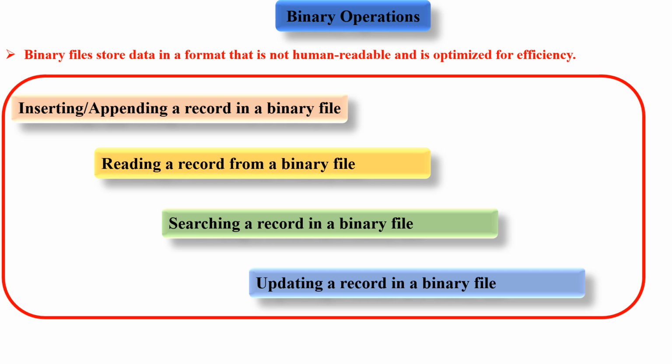Binary files store data in a format that is not human readable and is optimized for efficiency. Here are 4 major operations that can be performed using binary files in programming: inserting or appending a record in a binary file, reading a record from a binary file, searching a record in a binary file, and updating a record in a binary file. Let's see one by one in detail.